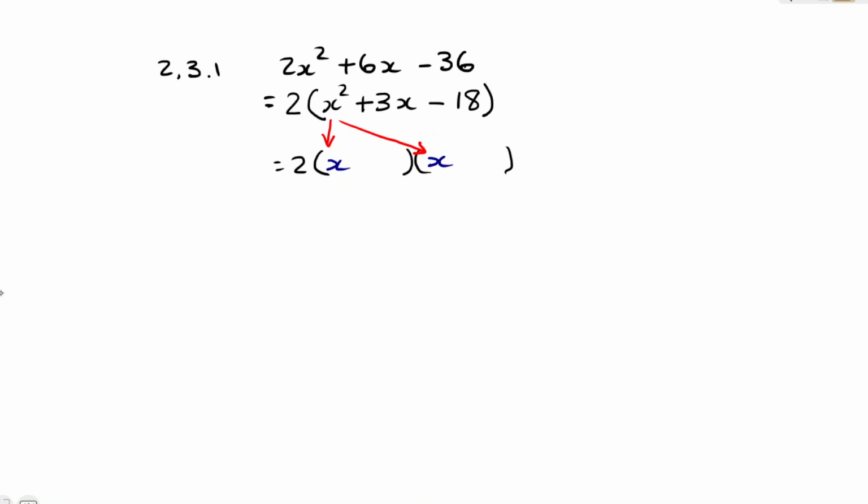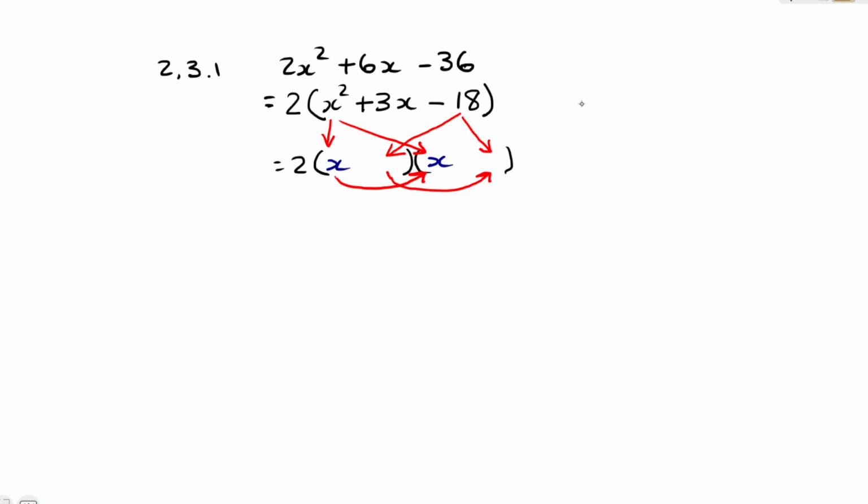X times x will give us x squared. The second thing that we have to do now is to get the factors of negative 18. Here we have to write the factors of negative 18, such that when you multiply this number and this number, it must give you negative 18. As we did here, we multiplied x times x, we got x squared. So the number that we write here, when we multiply it with the number that we write here, must give us negative 18.